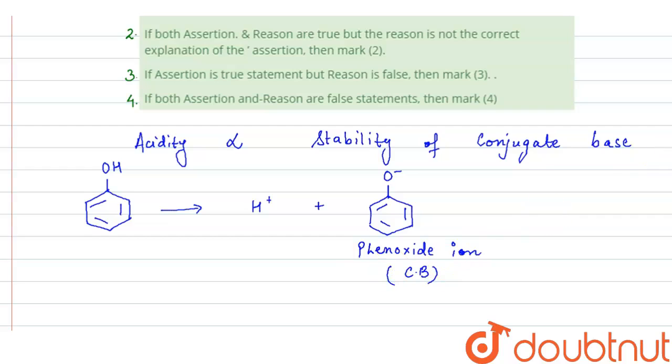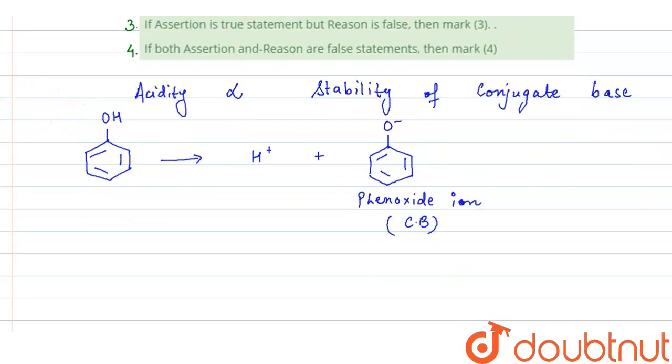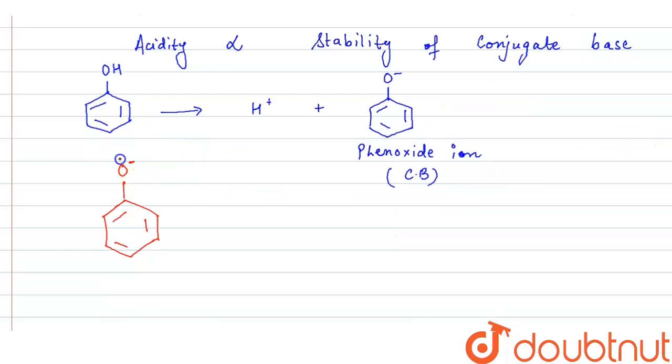Conjugate base of phenol. Now, in phenoxide ion, oxygen has a negative charge. So this negative charge is delocalized over the ring. So it will be resonance stabilized. So let us look at the resonating structures. Here we have O negative. So there will be basically 3 lone pairs on oxygen. So the electrons will be delocalized like this. So from here we get the resonating structure.